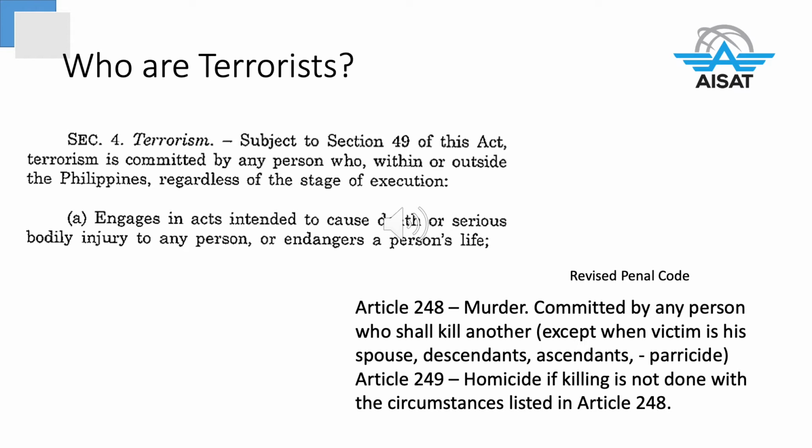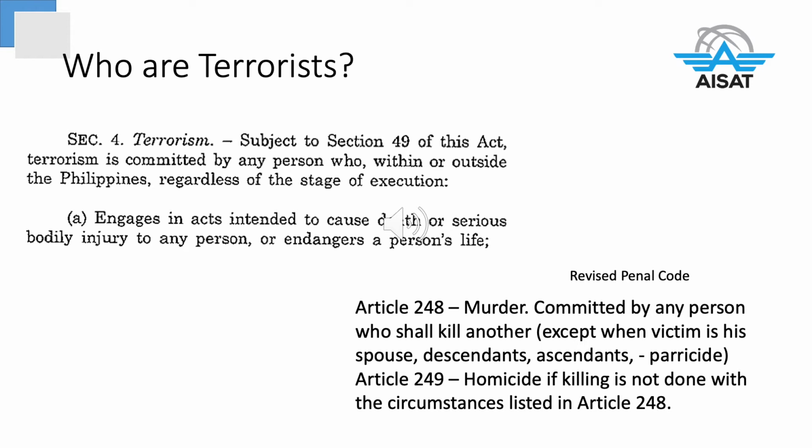Now, let me read to you from the Revised Penal Code, Article 248 and 249. Now, Article 249 defines what is murder. It says, it is committed by any person who shall kill another, except when the victim is his spouse, descendants, ascendants, which is considered parricide. And in Article 249, homicide is defined as killing if killing is not done with the circumstances listed in Article 248. In short, what I'm trying to tell you is, if I present to you these two definitions, one on the left is considered as terrorism, on the right it's considered as murder or homicide.